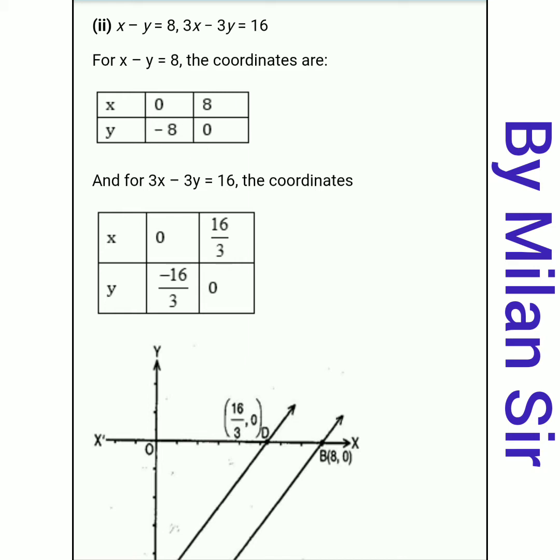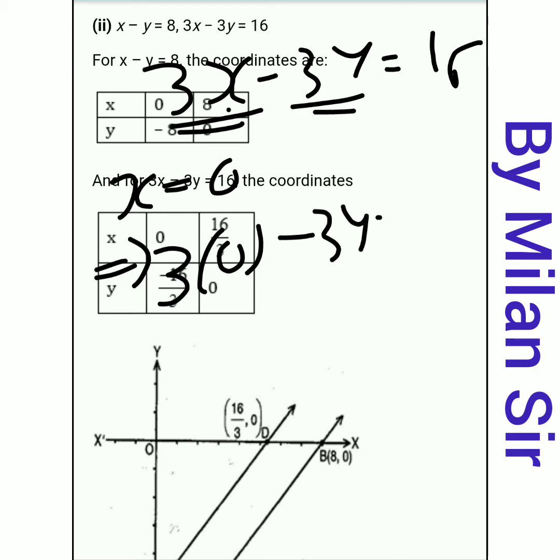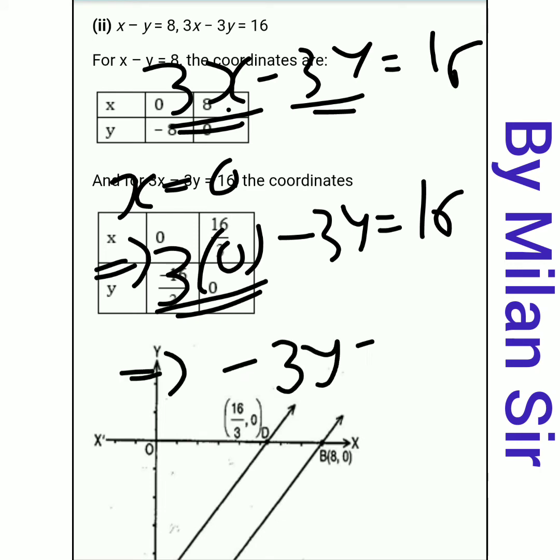Now the second line, 3x minus 3y is equal to 16. First of all put x equal to 0. So here 3 into x, 3x, becomes 3 into 0. Minus 3y as it is, 16 as it is. 3 into 0 is 0, we can ignore it. So directly I am writing minus 3y is equal to 16.